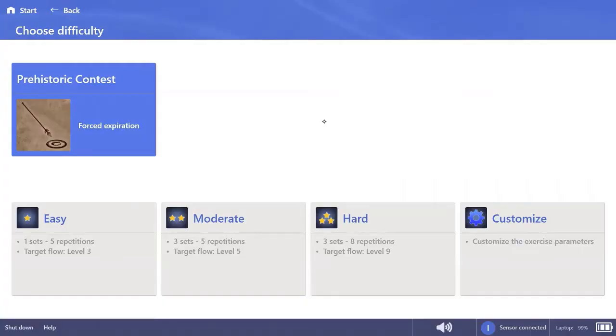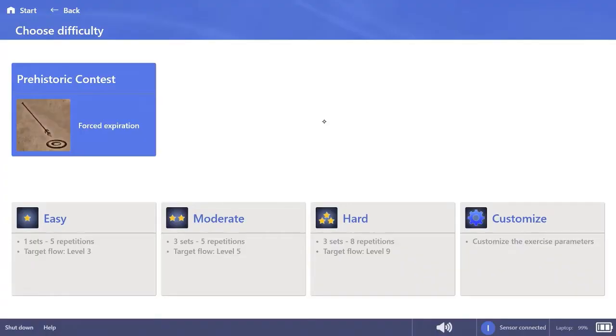The more forceful the exhalation, the farther the javelin travels, and the larger the size of the prehistoric animal that's rewarded as a prize. If the preset target value is exceeded, a mammoth is the reward. This forced expiration exercise can help with airway protection during swallowing, coughing, clearing the airway, and execution of adequate vocal intensity and phonation. We see again here that we have an easy, moderate, and hard preset level, or we can customize.